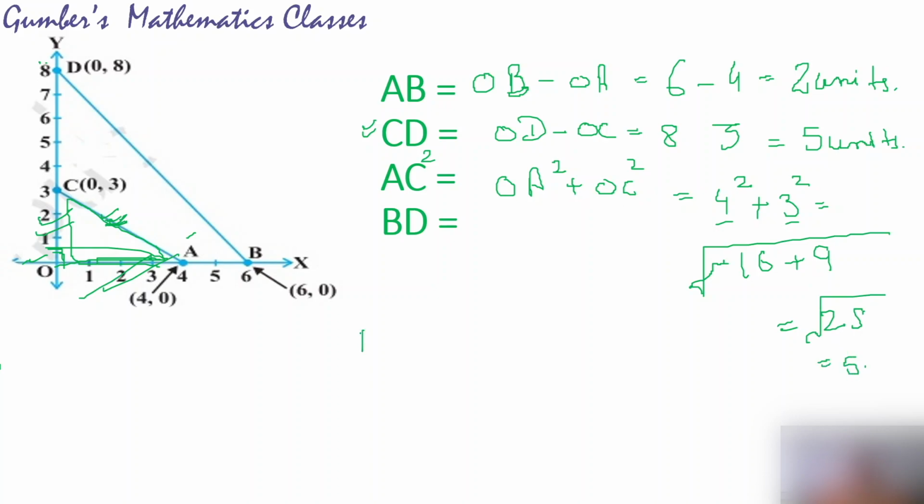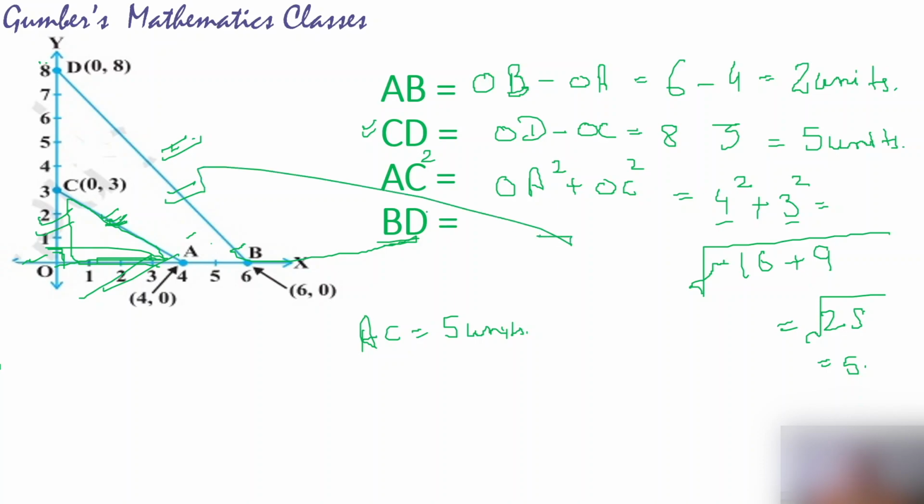Therefore, the value of AC, the distance between A and C, is equal to 5 units. This is the way to find the distance between two points. Now we have to find the distance BD. How do we find that distance? Let's see how we can find it. Absolutely correct, with the help of Pythagoras theorem.